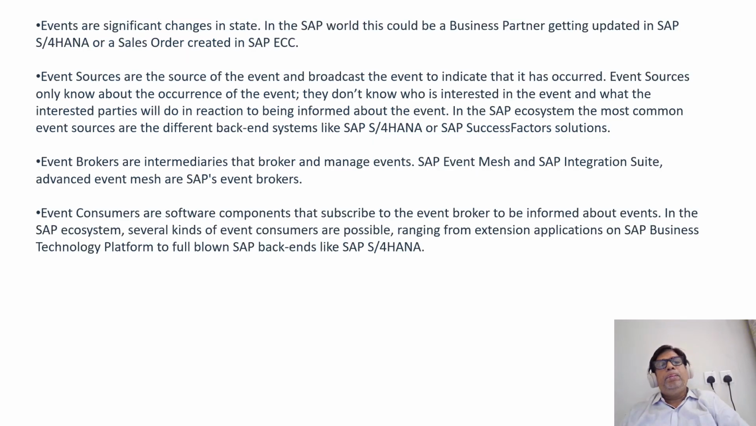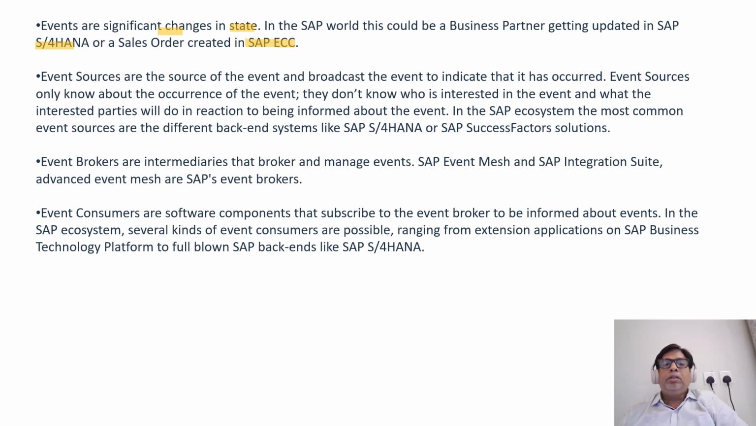Now let us go to further understanding. Events are a significant change in state. Suppose something happens on the server: data is updated, deleted, or inserted. Then the event is a significant change in the state of the system. For example, when a business partner is updated in SAP S4HANA, or a sales order is created in SAP ECC, whatever change happens in S4 or ECC will be treated as an event.